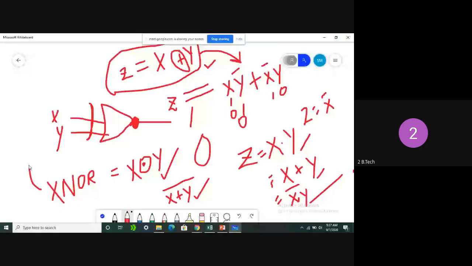Hello? So one more representation, one more formula for XNOR is X into Y plus X bar Y bar. This is for the XNOR gate. Clear, all of you? This is Z, the output.